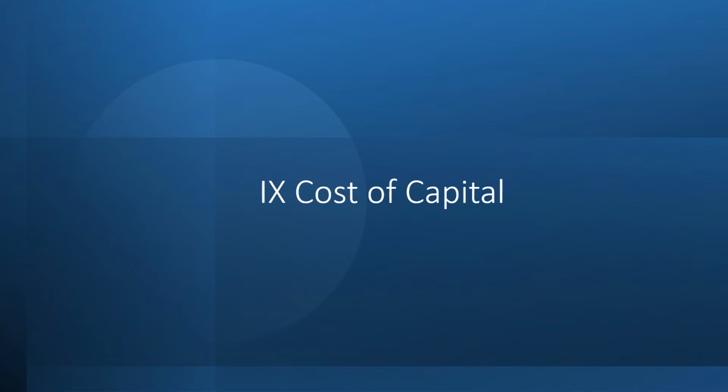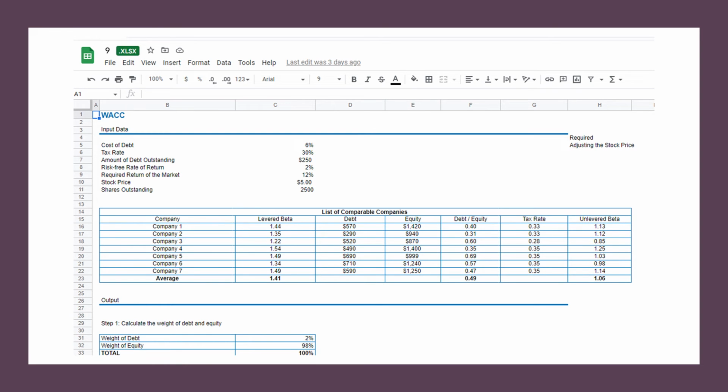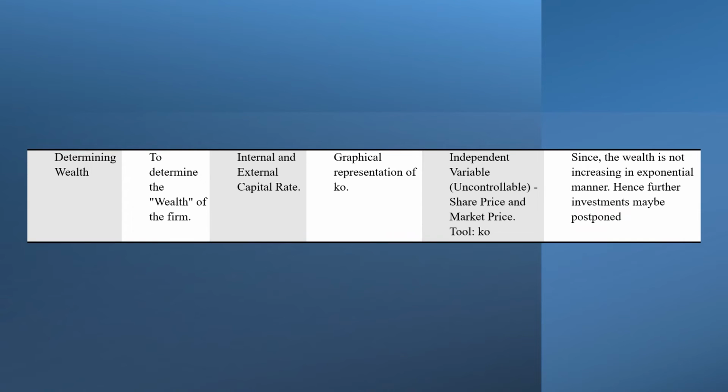So analysis is very easy. We have to calculate the weighted average cost of capital based upon the different inputs. You can easily calculate the weighted average cost of capital. But coming to the analytics part, why are we using the weighted average cost of capital? Our aim is to find out what is the wealth we created.